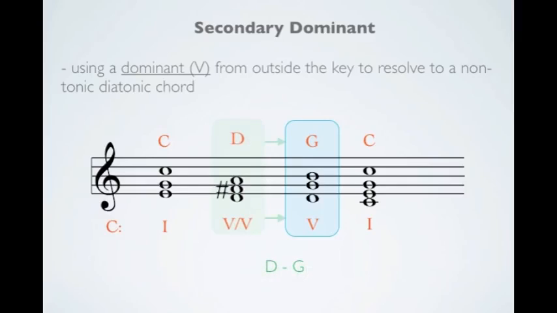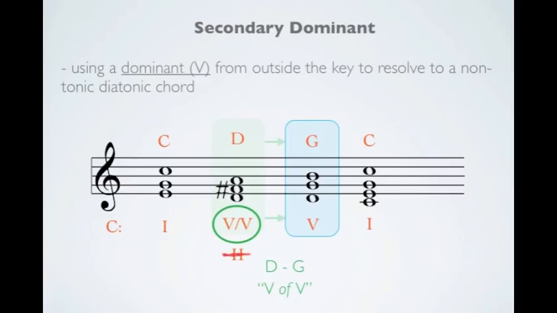Since the answer is D major, we can use a D major chord to strengthen the motion and emphasize the G chord, even though we're in the key of C. Notice how this relationship is reflected in the Roman numeral as 5 of 5, and not a major 2.